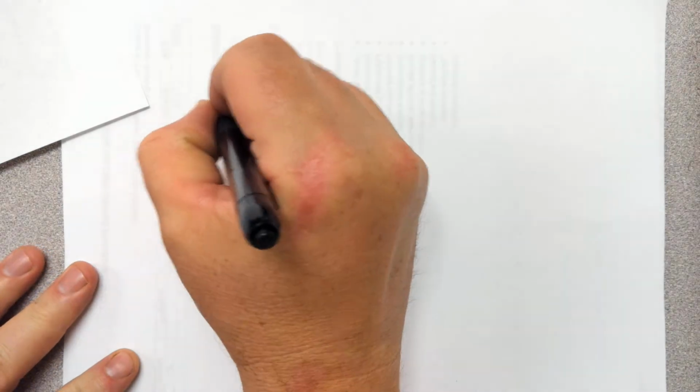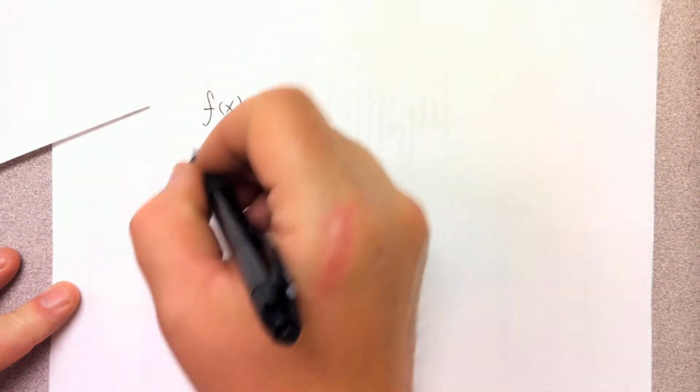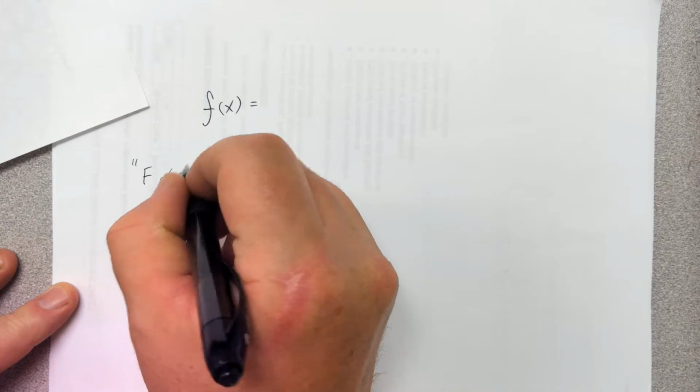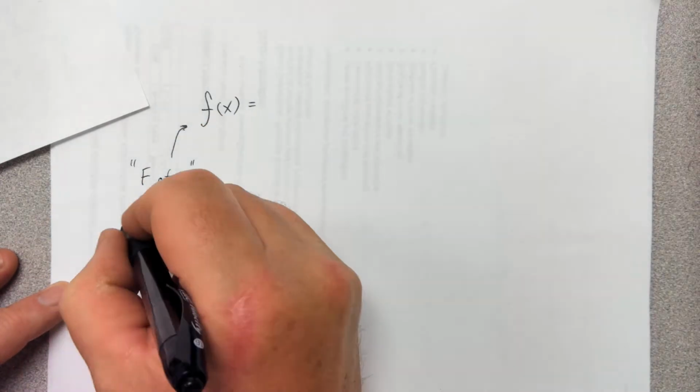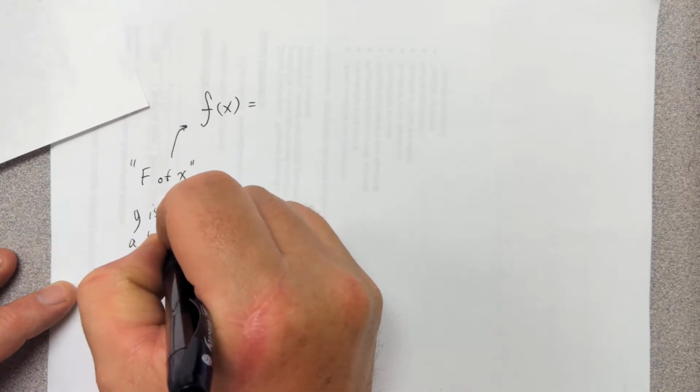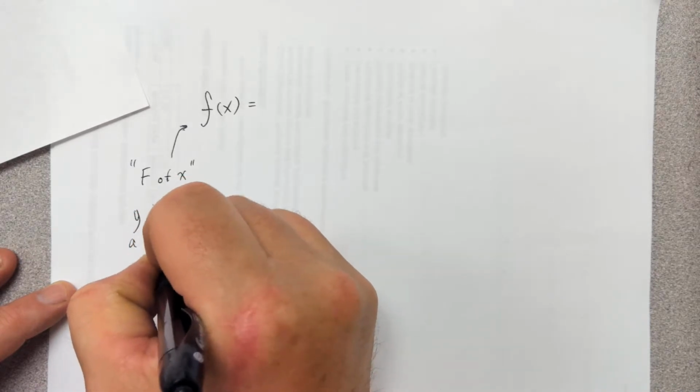Let's see here. Let's do this right here. Check this out. That means y. It's the same thing as y. And the way we say it out loud is we say f of x. That's how we say that. And it just means y is a function of x.